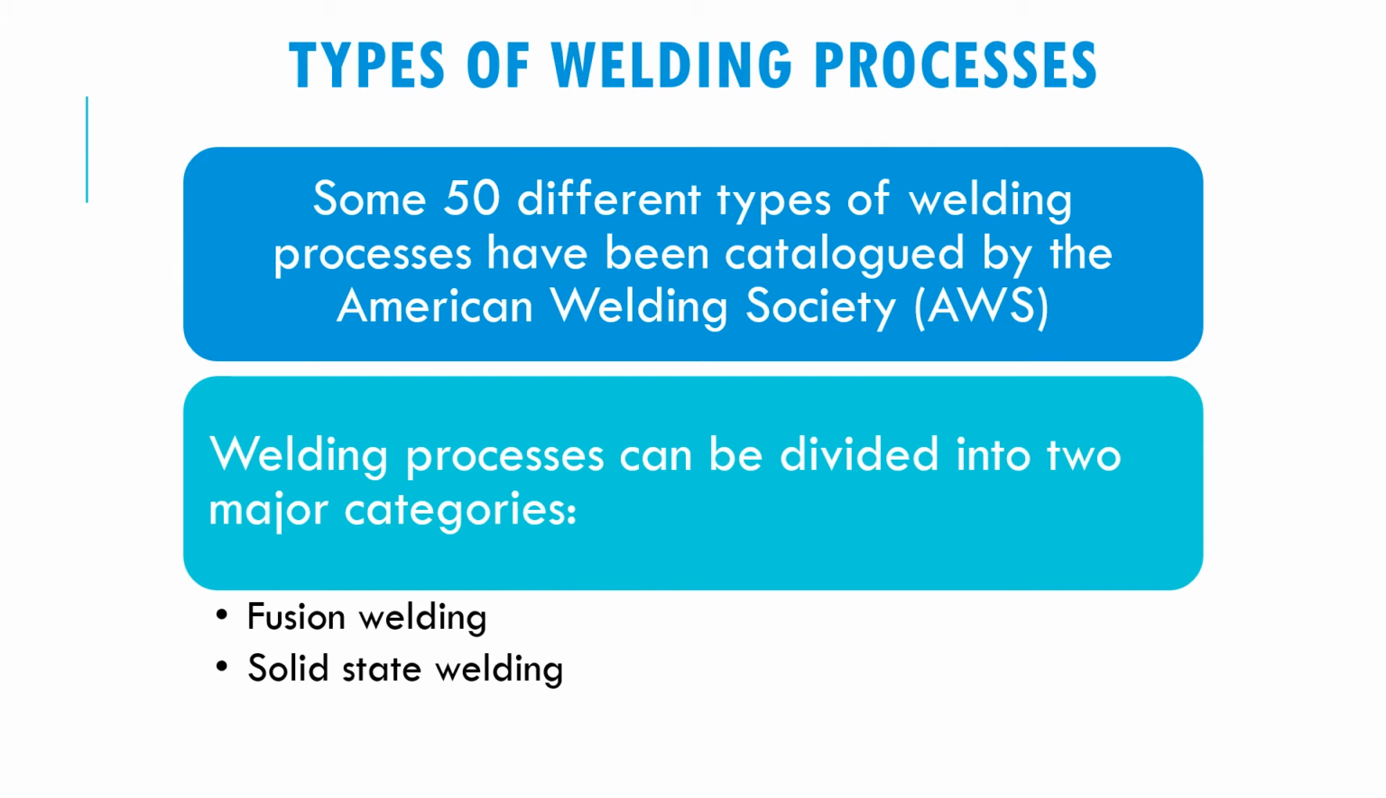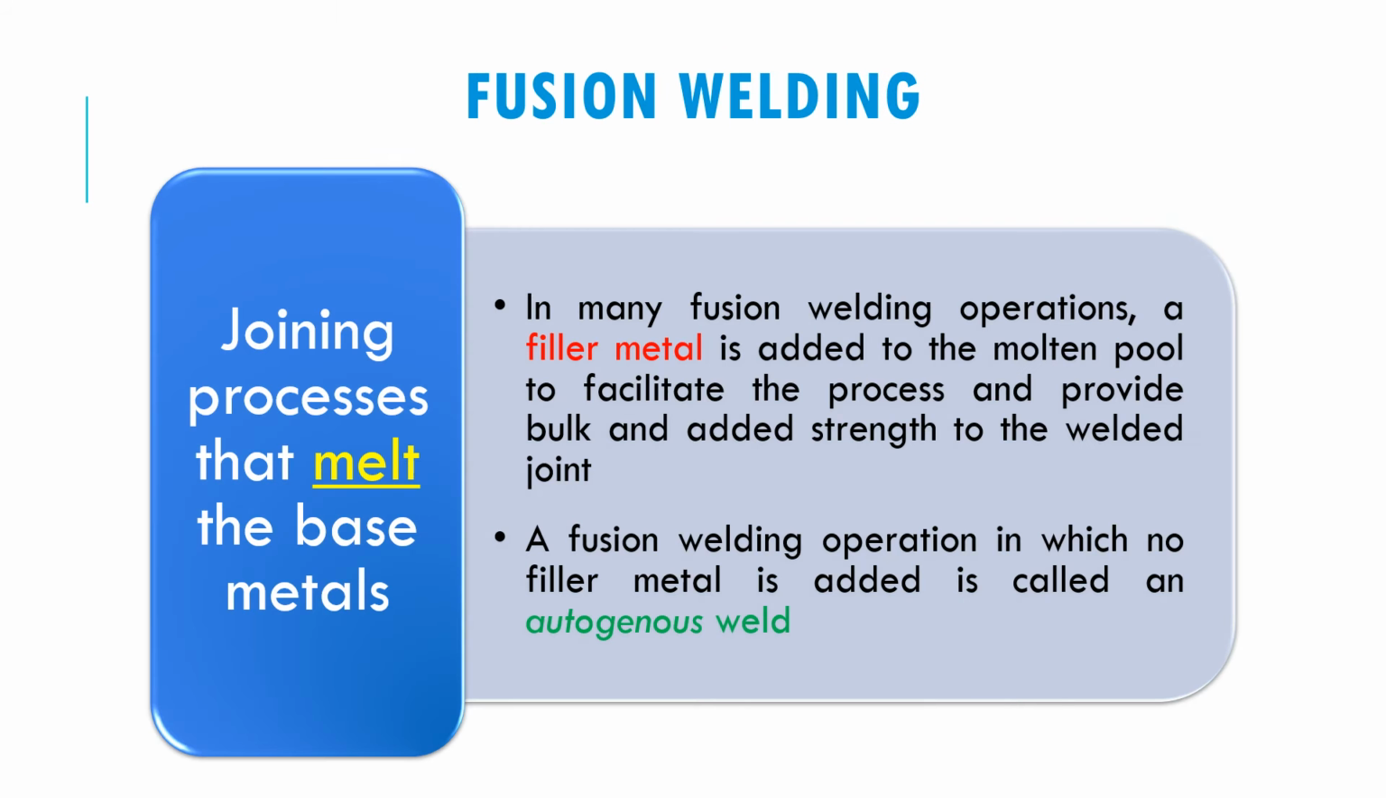There are more than 50 different types of welding process that have been catalogued by the American Welding Society. These welding processes can be divided into two major categories, which are fusion welding and solid state welding. Fusion welding is a joining process where the base metal will be melted. In many fusion welding processes, usually filler metal will be used, where it is added to the molten pool to facilitate the process, so that the bond between the weld beads is stronger.